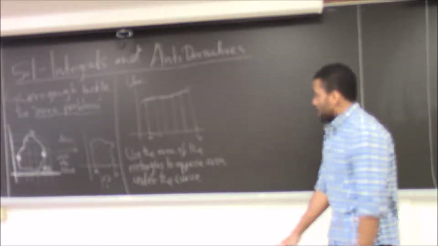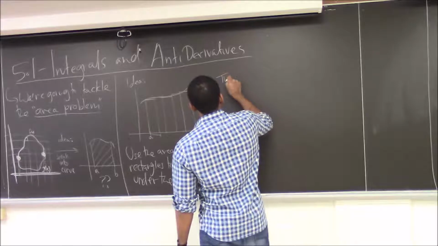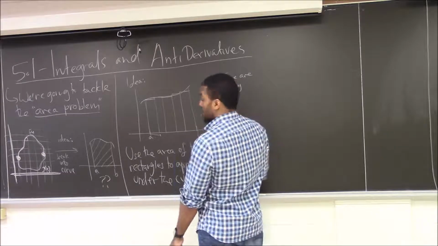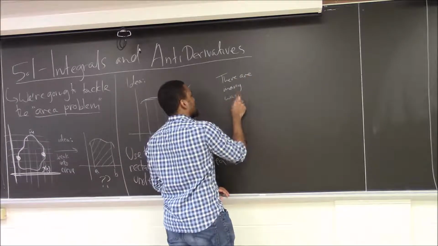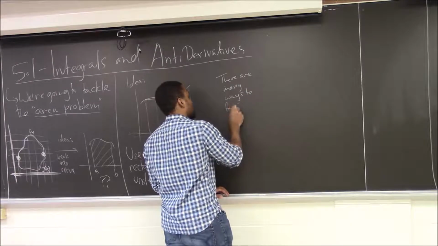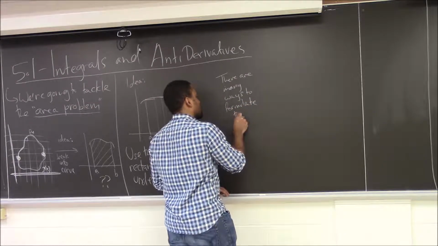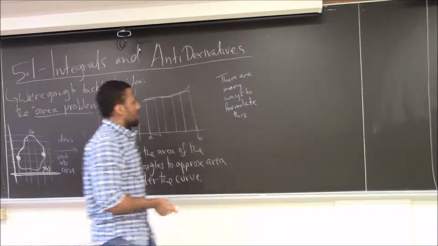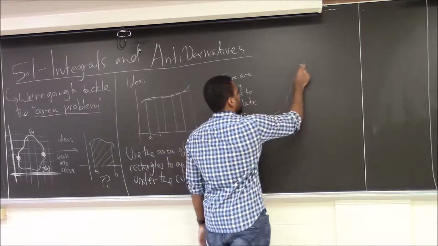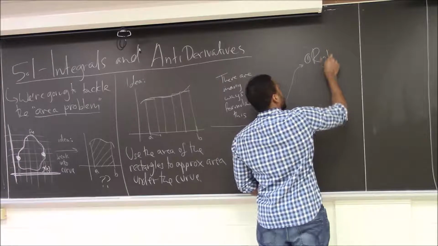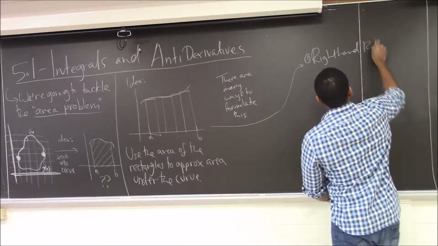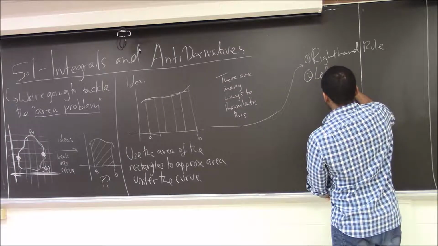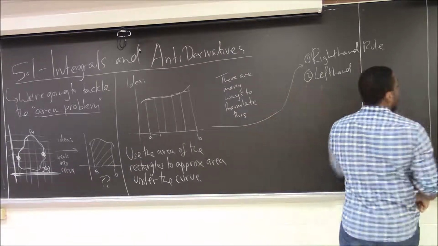Okay? So now, there are many ways to do this. We'll cover 3 very common methods, but there are many more. The methods are called the right-hand rule, not to be confused with the right-hand rule from physics, but the left-hand rule. It's not that right-hand rule, the other right.